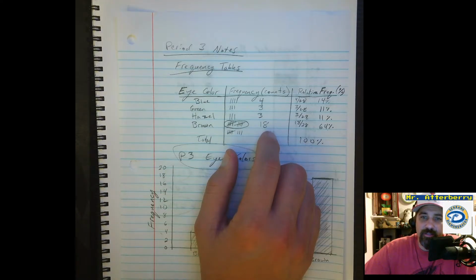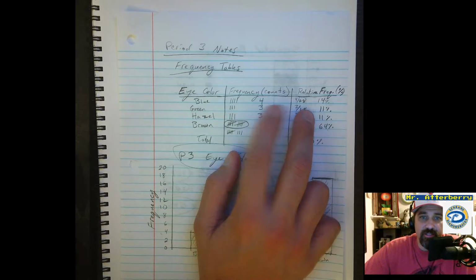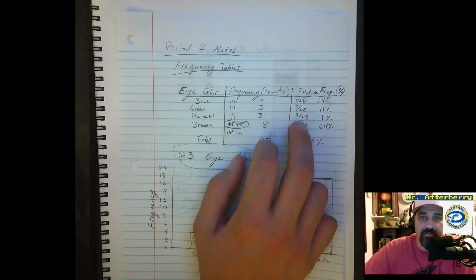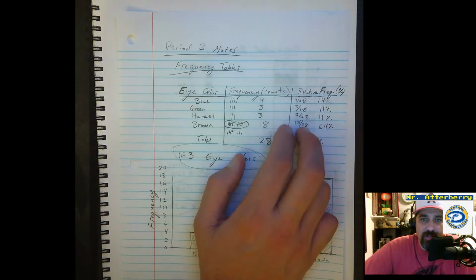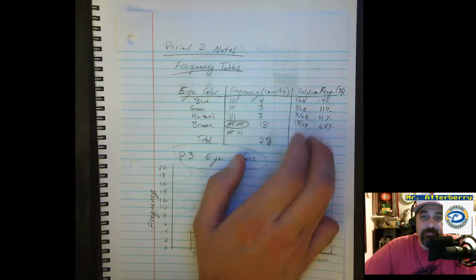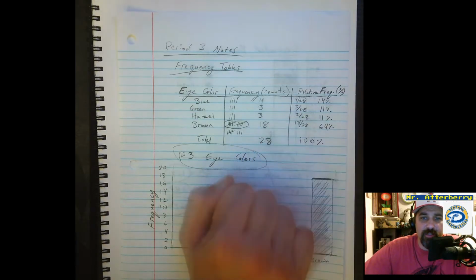Next, I went to relative frequency. Relative frequency is a fancy name for percent, or percentage. To find the percent of students with blue eyes in the class, it was 4 divided by the total of 28 to get 14%. Green and hazel were both 3, so 3 divided by 28 gives us 11% for each one. And lastly, 64% for brown eyes, 18 divided by 28. You can verify that equals 100%.